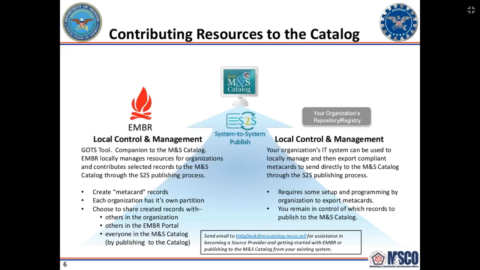EMBR is a GOTS tool developed to assist organizations in creating metacards and tracking them. EMBR is the tool through which M&S Catalog holdings are updated, removed when no longer functional, and populated with new data. EMBR is essentially a catalog in and of itself, which feeds or publishes to the catalog the same type of data that is searchable in the catalog.